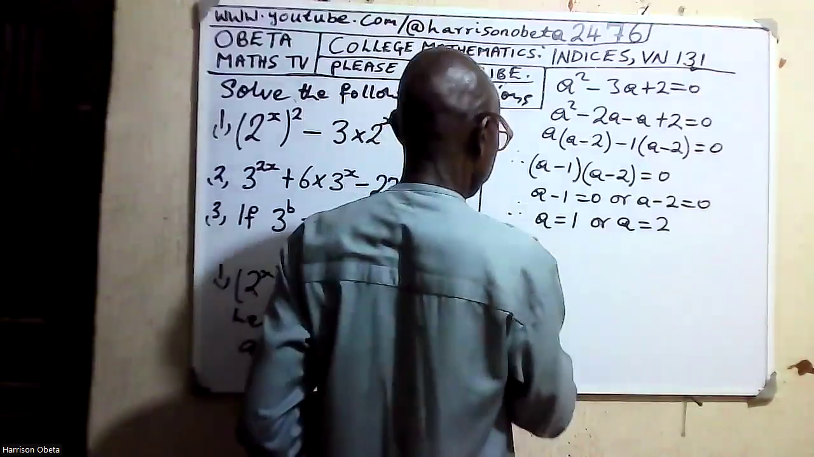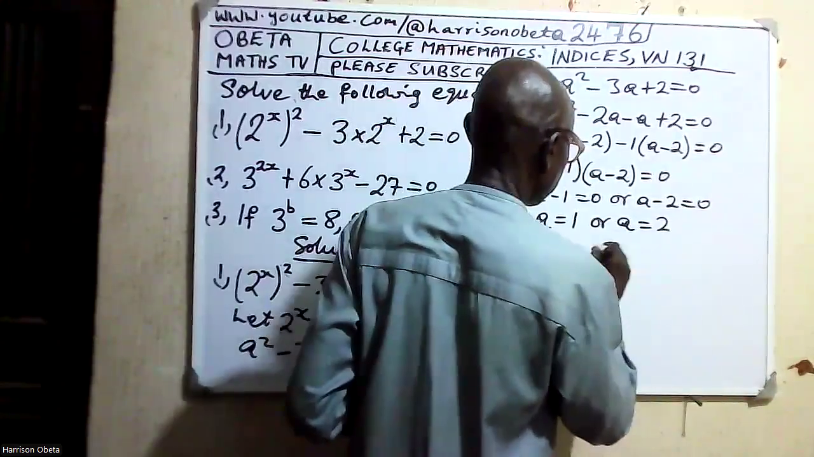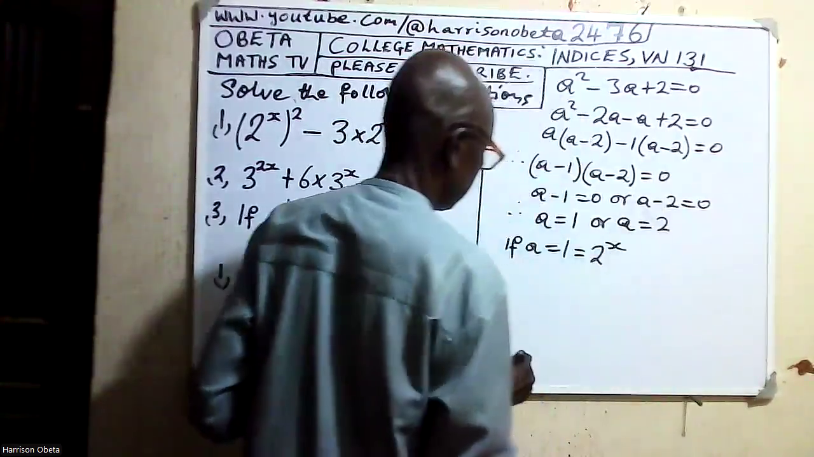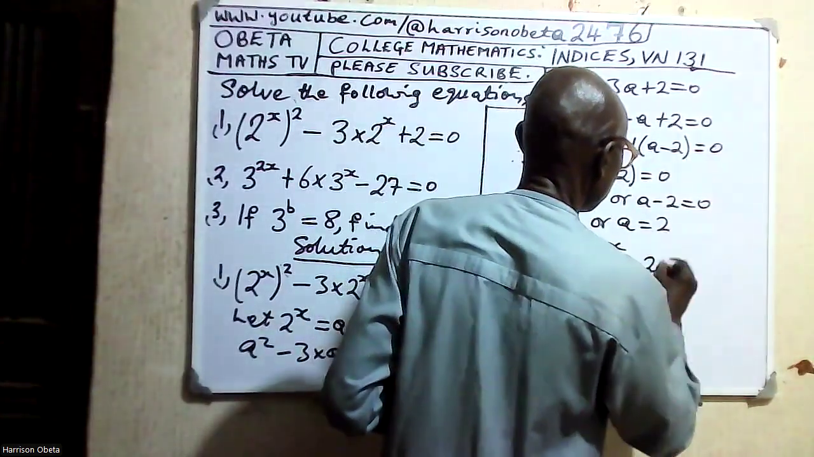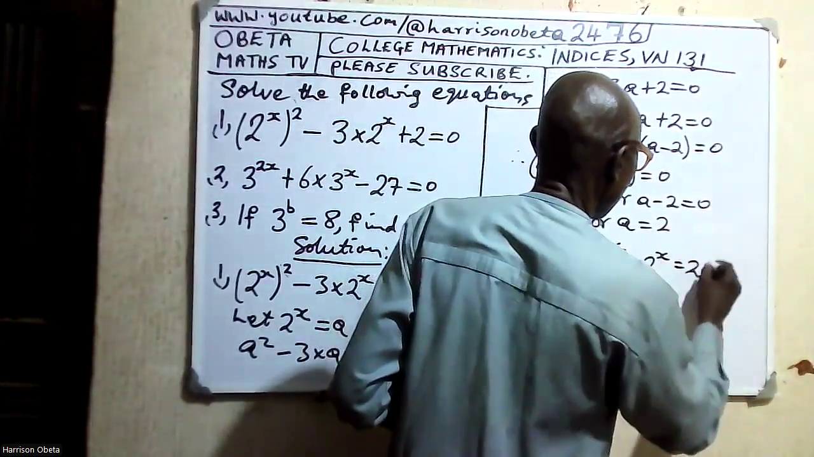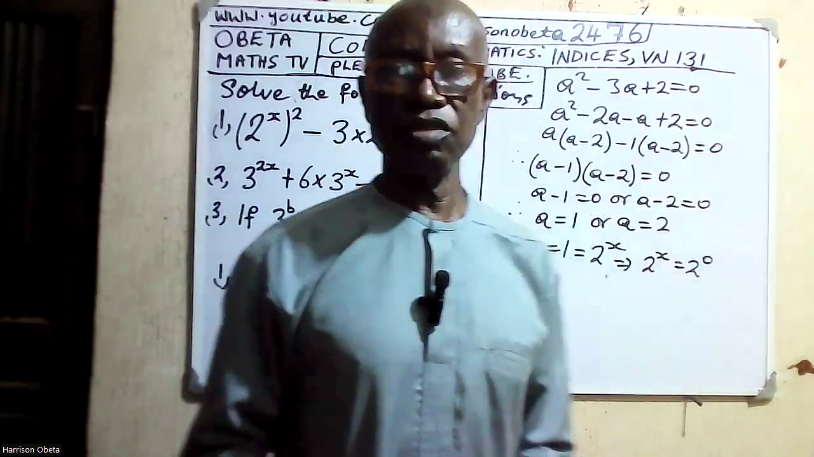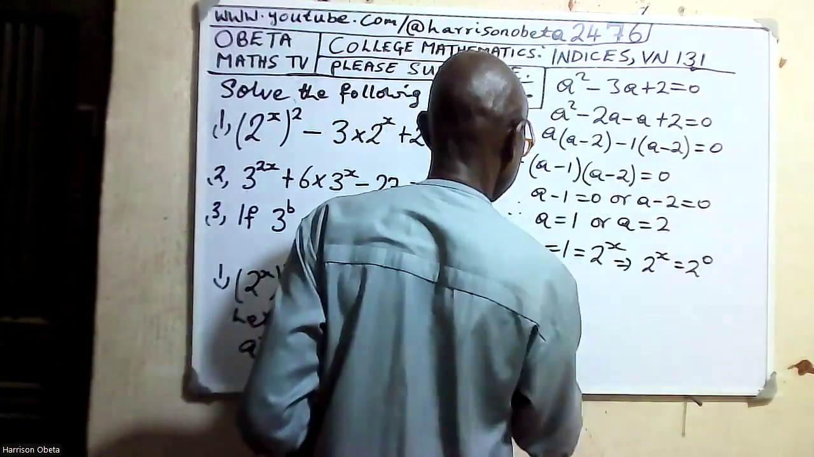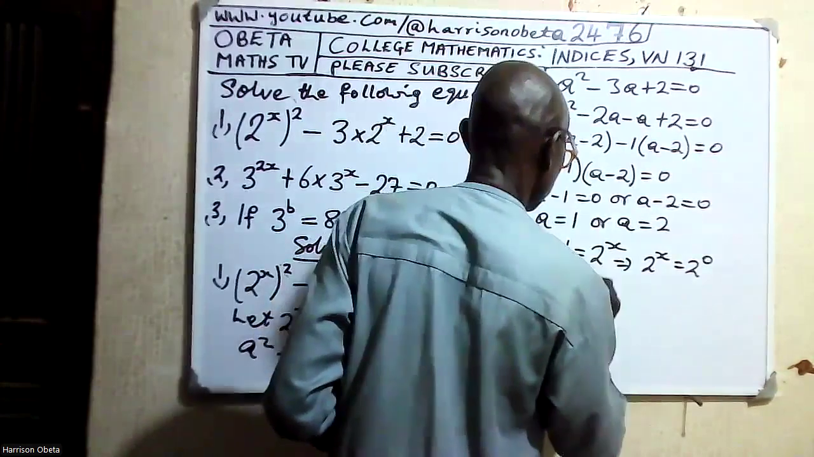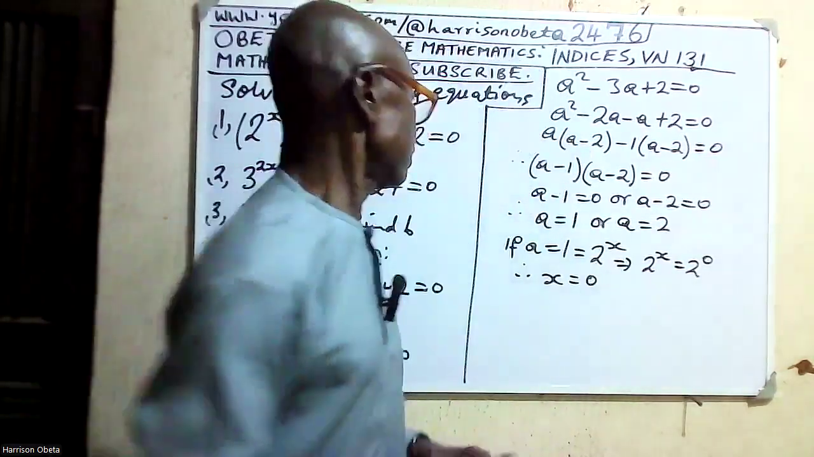So if a is equal to 1, that is the same thing as 2 raised to x. So this will lead us to 2 raised to x equal to 2 raised to 0. Why? Because any number raised to 0 is 1. From here, we can see that x is equal to 0. So we have gotten our first value for x.